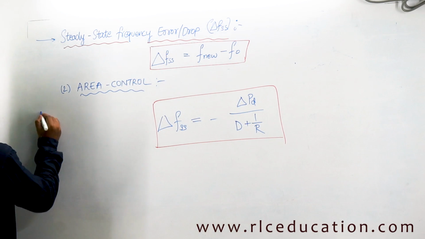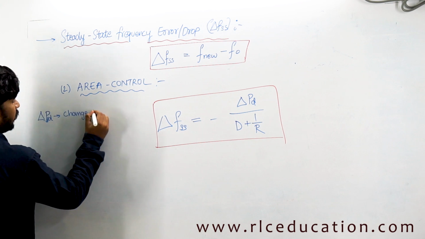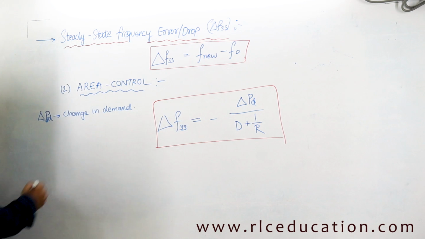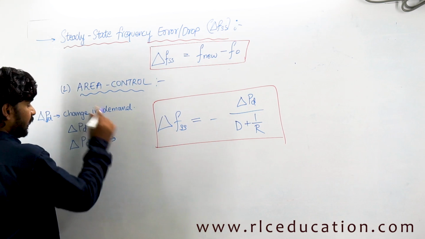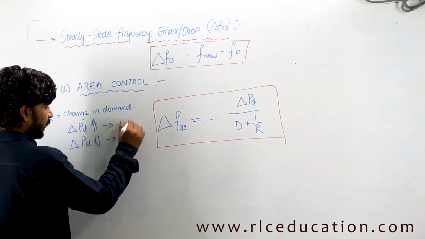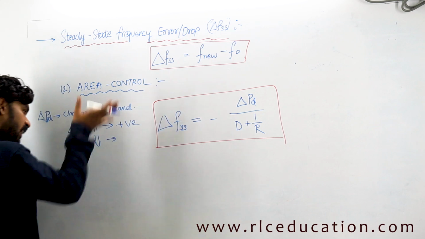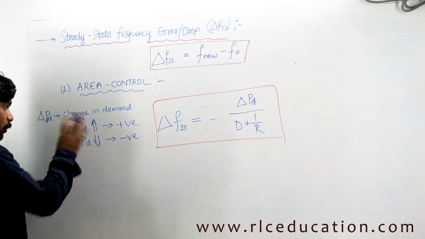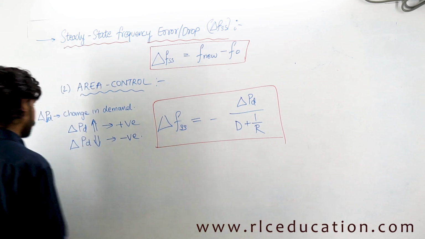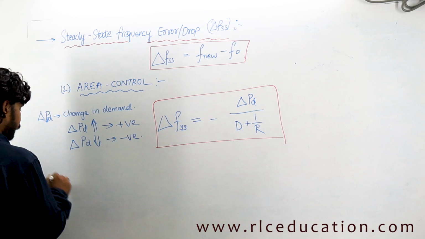So PD is nothing but the change in demand. One important point that you have to take care of with respect to PD is, if PD increases, that means demand increases, then it should be taken as positive. If demand falls, it should be taken as negative. Please pay attention to when to take positive and when to take negative. That is about PD. And next we are having D.